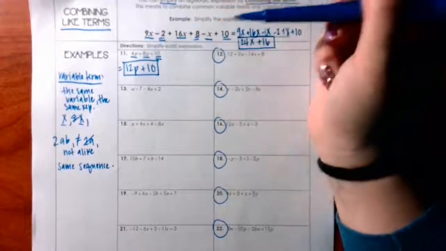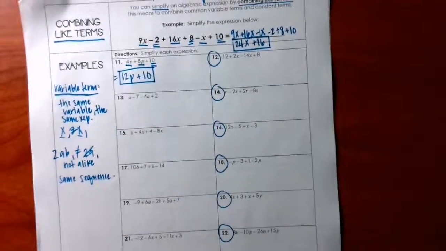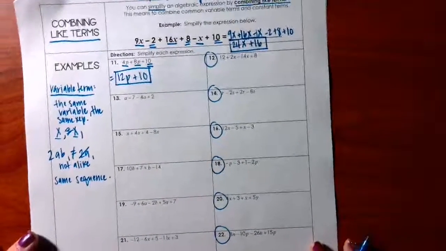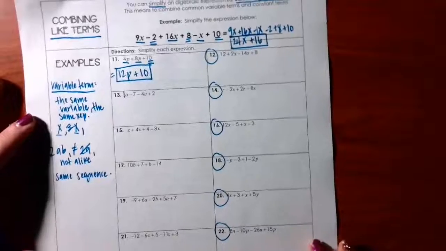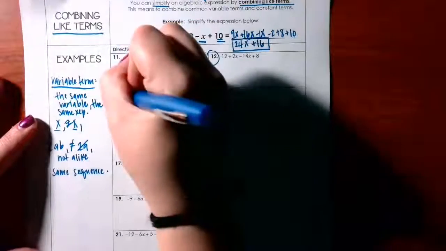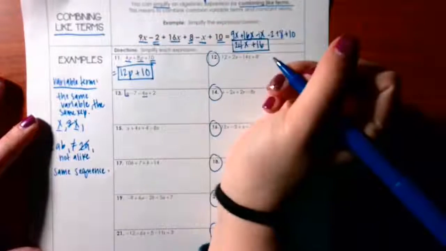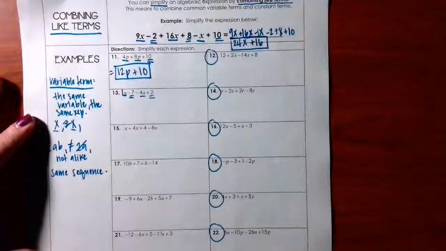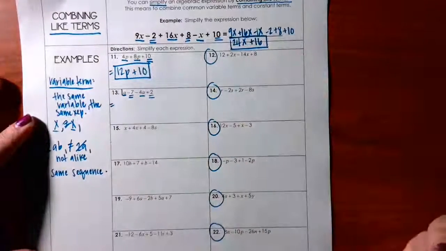Remember, when I'm adding variable terms, all I'm doing is combining the coefficients. Just combining the coefficients. Now if I look at number 13, got a little 1 there in front of that A. Don't want to forget that. So what I'm going to do next is underline all my like terms with a variable with 1, then underline all my constant terms twice. Now the first thing I'm going to do, my first step, is rewrite all of my like terms together before I do anything.